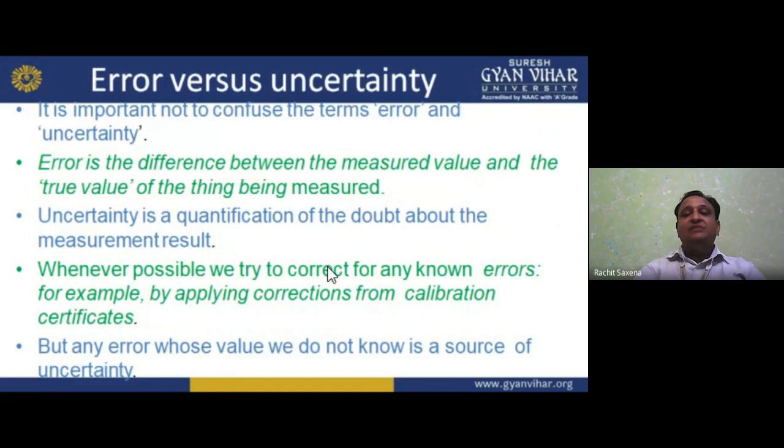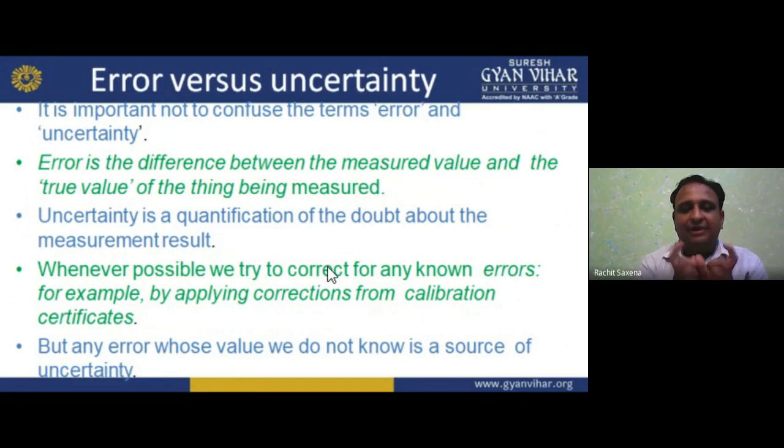Now, error versus uncertainty. It is very important not to confuse the terms error and uncertainty. Error is the difference between the measured value and the true value of the thing being measured.